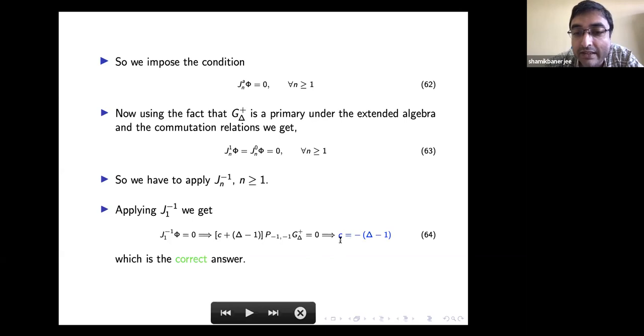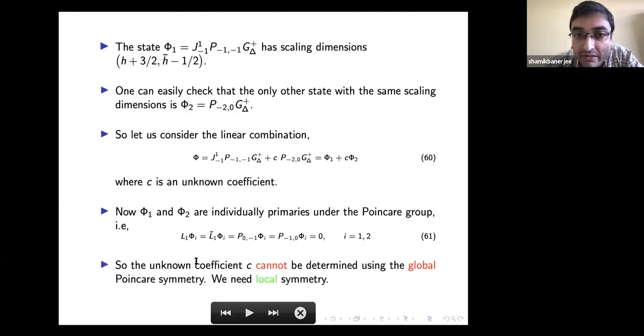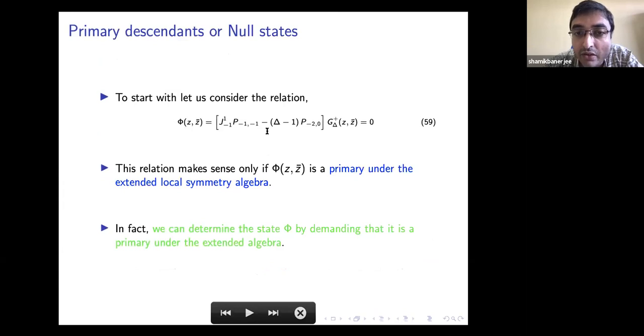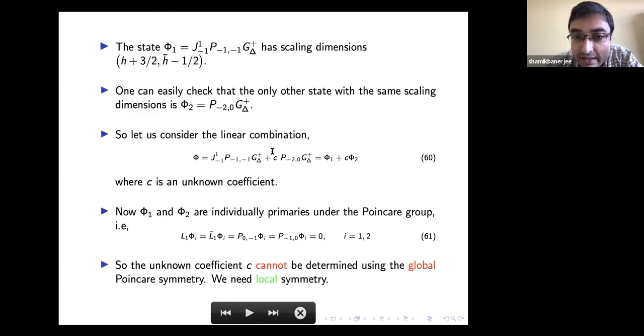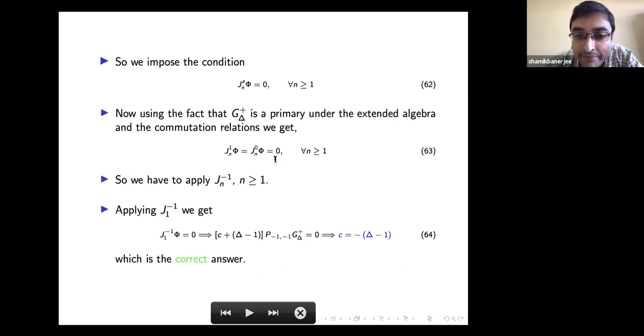So that gives me this. So that determines C, and the C we get is minus delta minus 1, which is exactly the answer we are looking for. So this minus delta minus 1 was the C. Okay, so we should have obtained this C, and C turns out to be this by applying this.